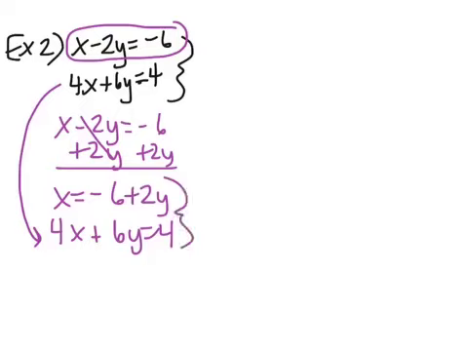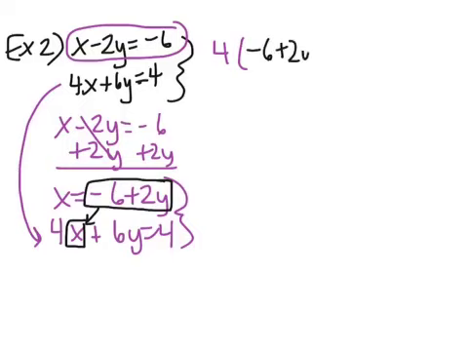Now I do have x by itself. Since x equals negative 6 plus 2y, I can take that expression and substitute it in my second equation. So now I'm going to have 4 times, and then instead of saying x, I'm going to say what x equals, which is negative 6 plus 2y, and then bring over the rest of my equation, which is plus 6y equals 4.